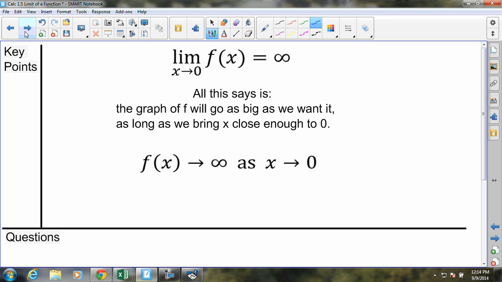What this piece is actually telling us, if we use this notation, is that I can pick any number I want. If I want to use a million, a quadrillion, a googol or a googolplex, pick any big number you want. And you can make this function become even bigger than that. You just might have to get really, really, really close to x. That's all that this piece is saying.